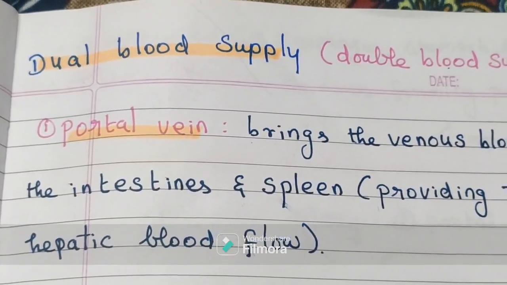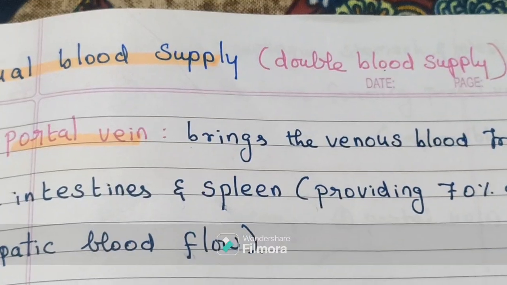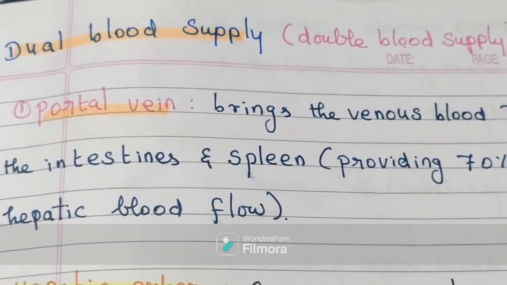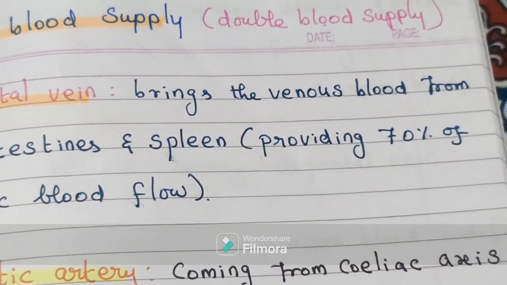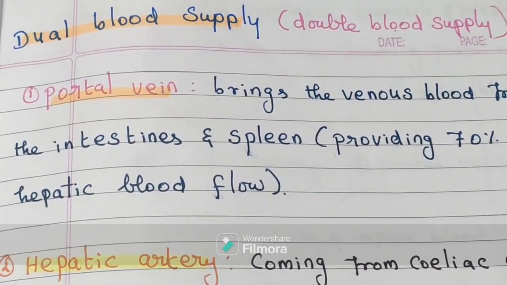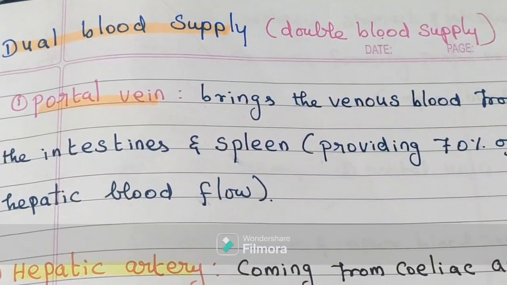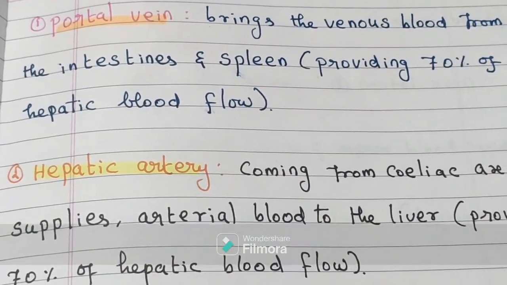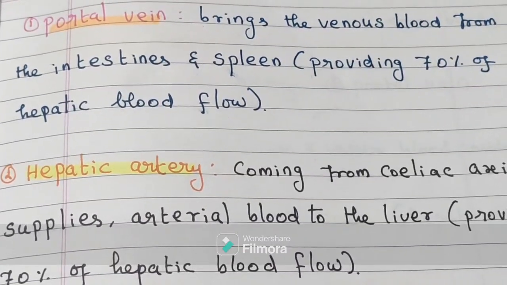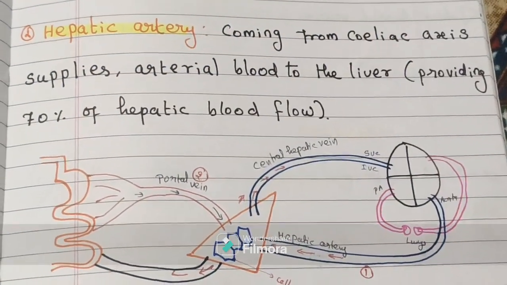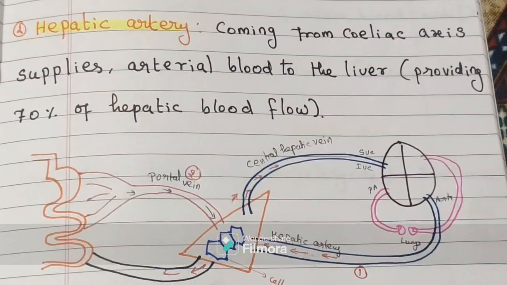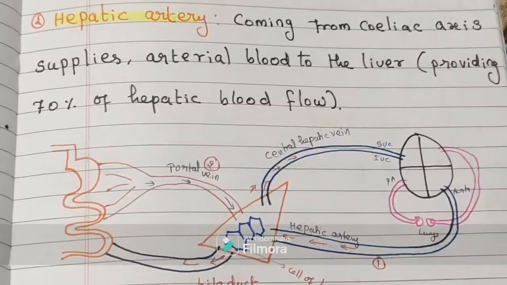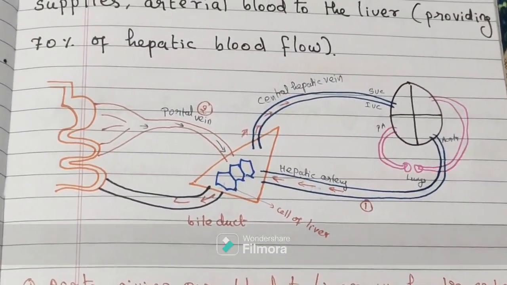Now coming to the dual blood supply. The liver has a double blood supply, the portal vein and the hepatic artery. In the portal vein, venous blood from the intestines and spleen provides 70% of hepatic blood flow. The second one is the hepatic artery, which comes from the celiac axis and supplies the remaining hepatic blood flow.